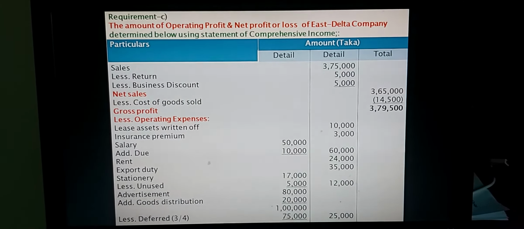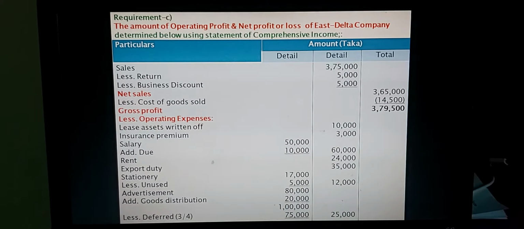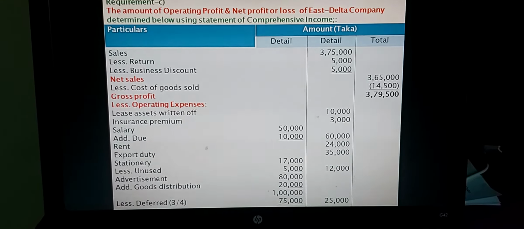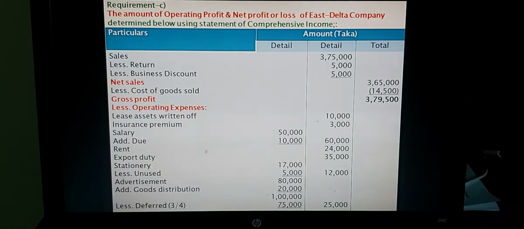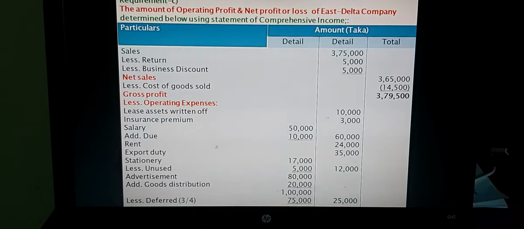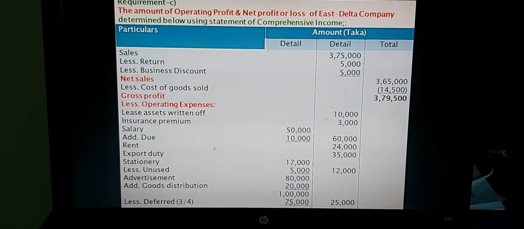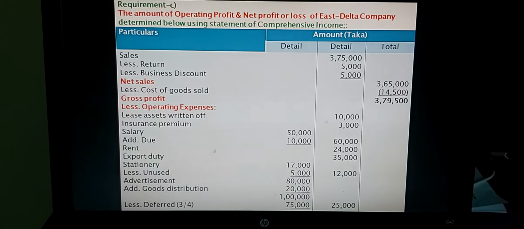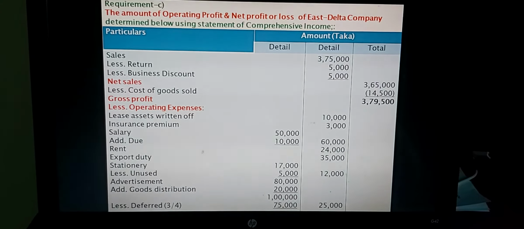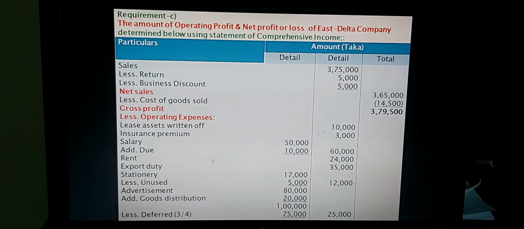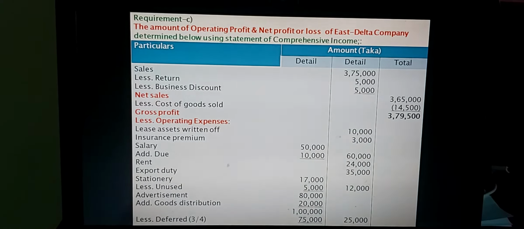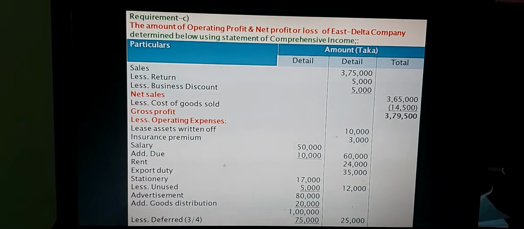2 lakh divided by 20 is equal to taka 10,000 for lease asset written off. Another one in trial balance, insurance premium taka 3,000. Salary taka 50,000 but 10 months, so 2 months is due. Salary 10 months for taka 50,000, so 2 months due is for taka 10,000. We know that always due amount to be added with its respective items, so 50 plus 10 is equal to taka 60,000 in outer middle column.